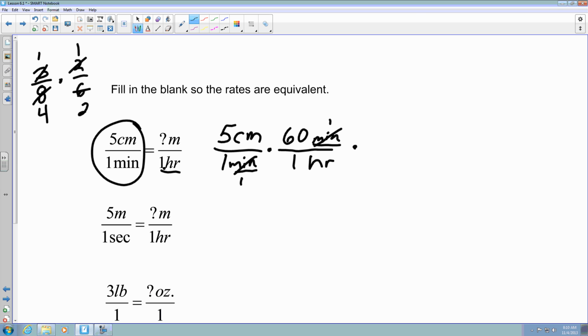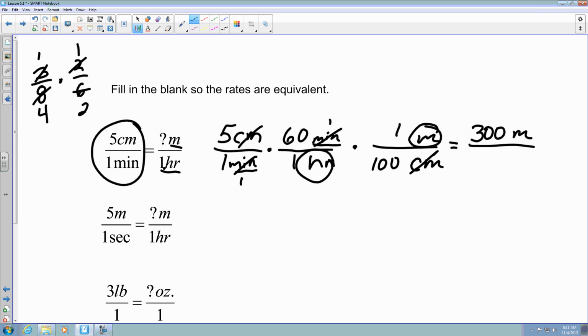Now I have to get rid of the centimeters. So I know I'm going to put centimeters on the bottom, and the next conversion here would be meters. And 1 meter is how many centimeters? In this case, it happens to be 100. So I can cross out, cross out. Now I'm left with meters on the top, which is what they have here, and I have hours on the bottom, which they have here. Once I do that, I can just multiply them across. So that gives me 5 times 60 times 1, which gives me 300 meters per 100 hours.